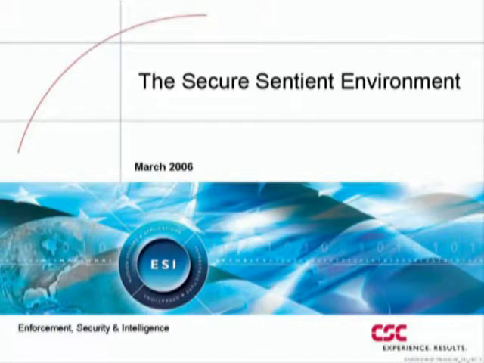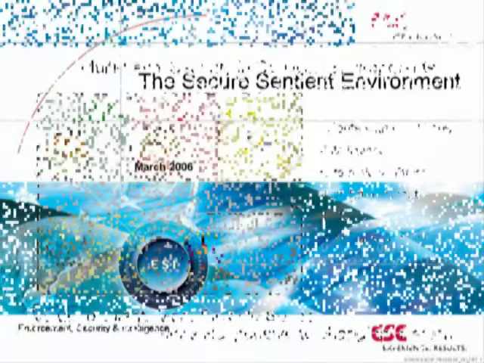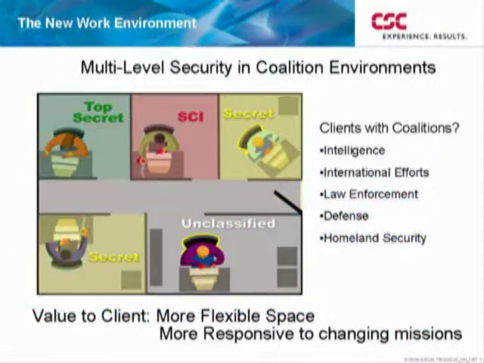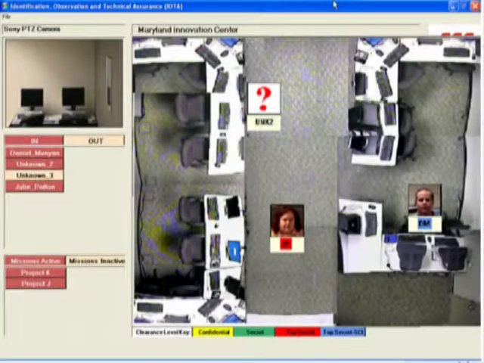Computer Sciences Corporation presents the Secure Sentient Environment. In today's coalition environment, the performance of the mission often requires the sharing of information. CSC has developed an interface for multiple video and biometric sensors, allowing information to be shared securely, preventing the accidental disclosure of information, and carefully monitoring and controlling the interface of classification and clearance.